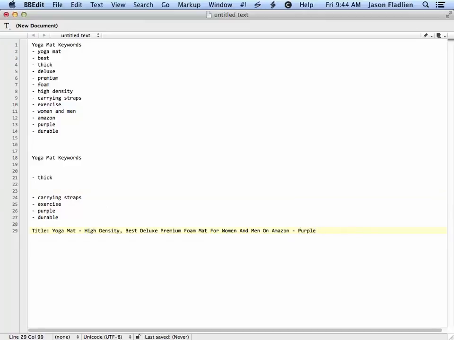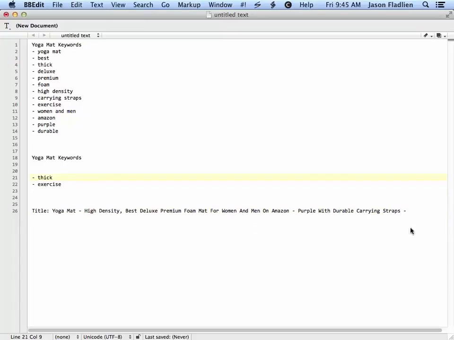Then I might just say purple with durable carrying straps. Okay, so we have this, we have this, we have this. We just have to sneak in exercise and thick. And then if I had other keywords, I could sneak those in there as well. So now let's see if I can just fit them in, purple with durable carrying straps.